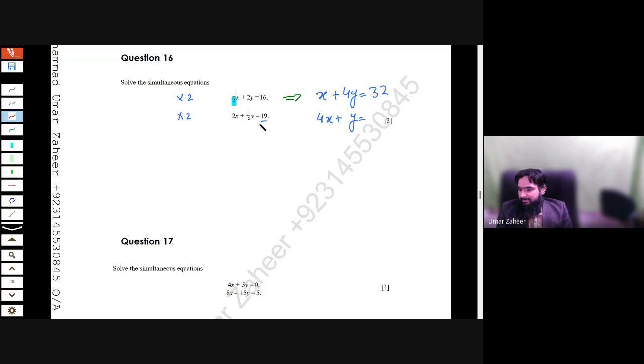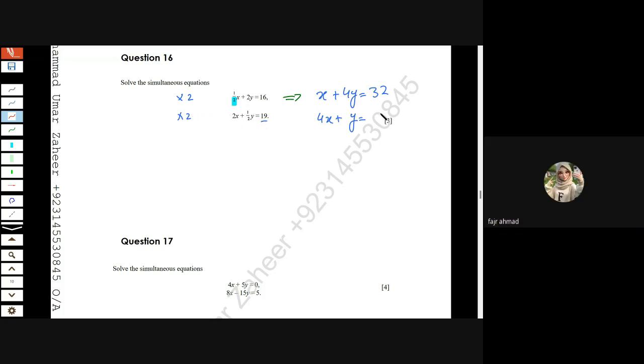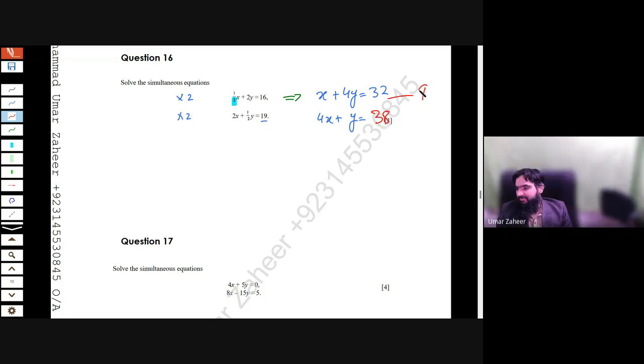Yes, please multiply by 38. Sir, 38. That will be 38. So it is equation 1 and it is equation 2. All right, Anjan, now it is possible to solve. Now you can solve it.